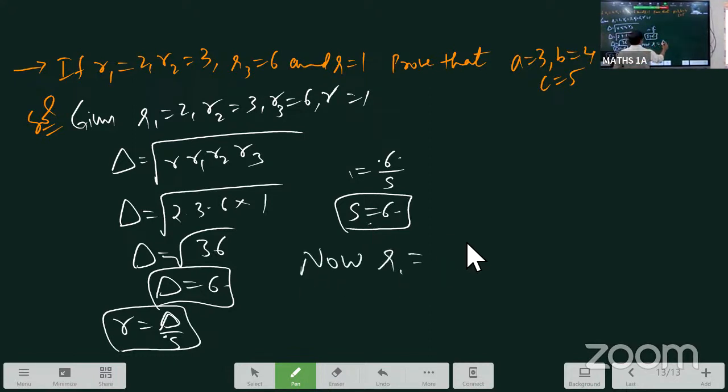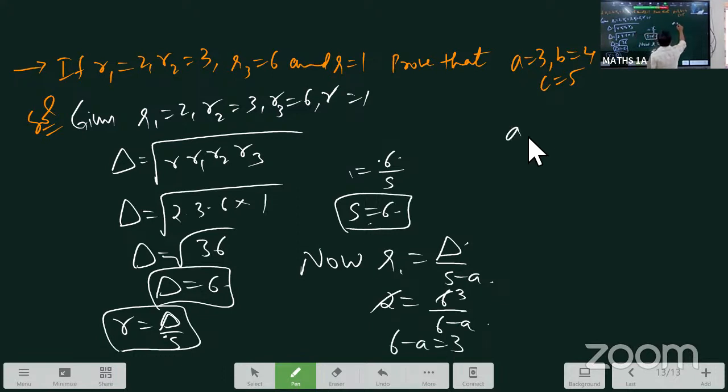R1 is equal to delta by s minus a. What is R1? 2. What is delta? 6 by 6 minus a. So 2 ones are 2, 3 twos are 6. So 6 minus a equal to 3. Then a equal to 6 minus 3. A is 3. See, I got a.